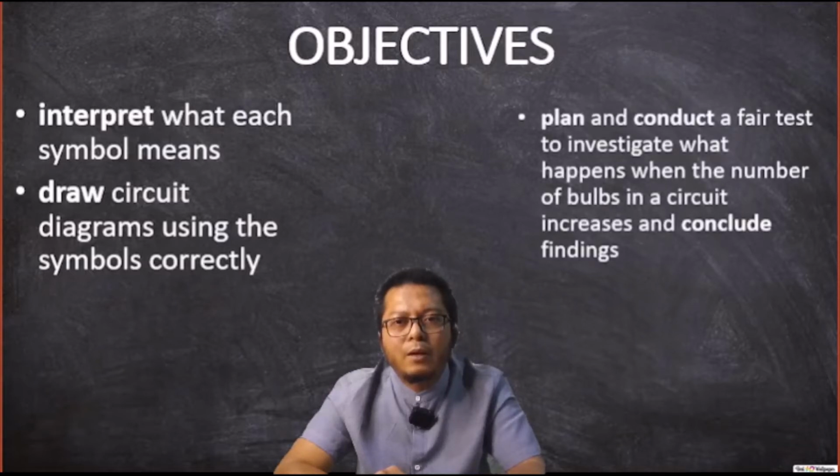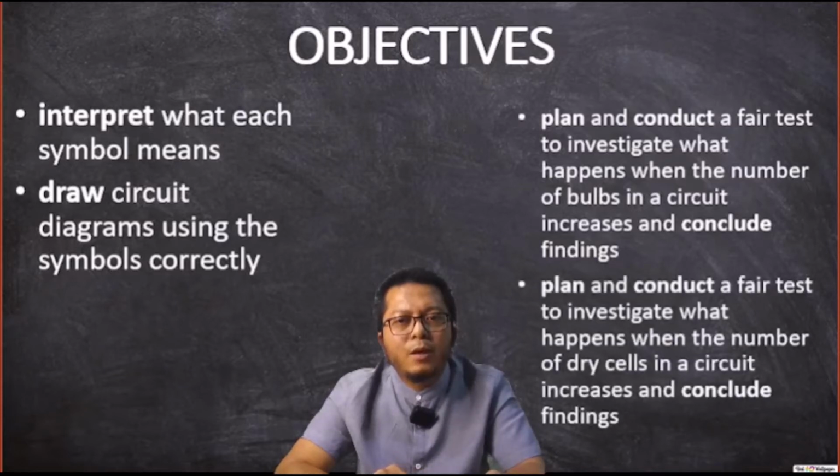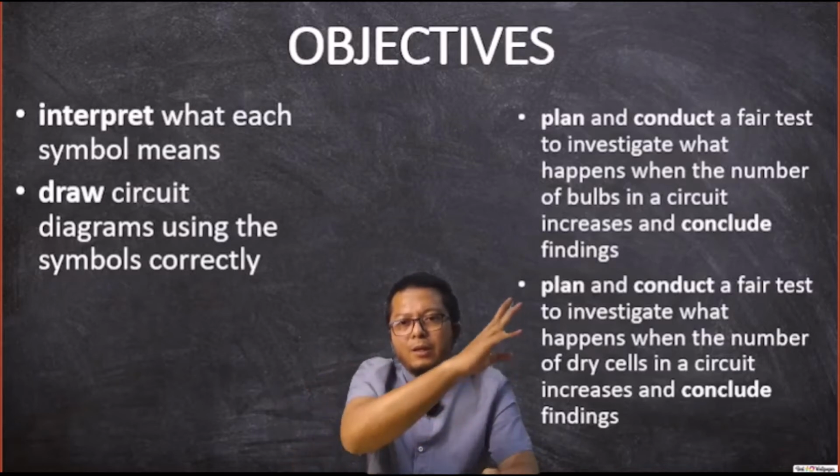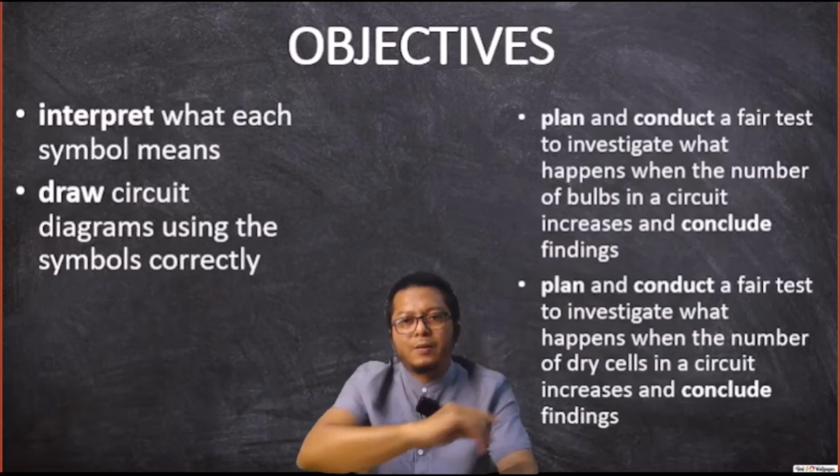And then we plan and conduct a fair test to investigate what happens when the number of bulbs in a circuit increases and conclude the findings. And then we plan and conduct a fair test to investigate what happens when the number of dry cells in a circuit increases and conclude the findings. Later I will explain about this side.